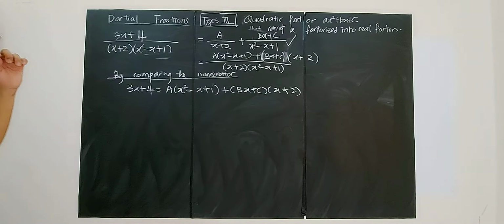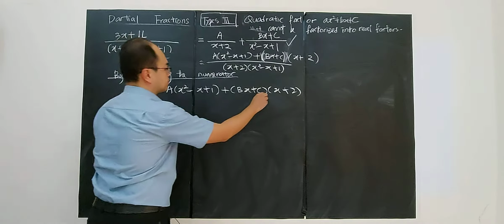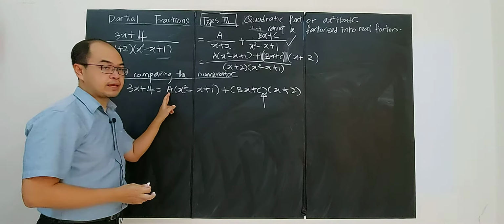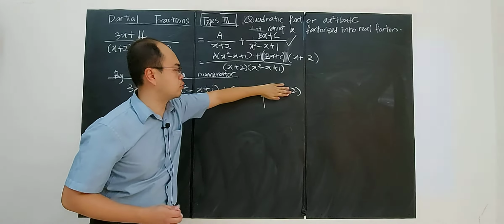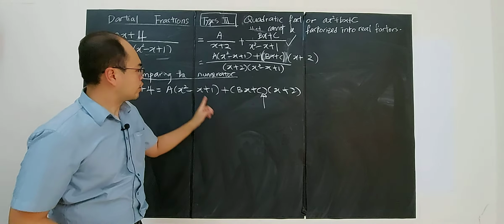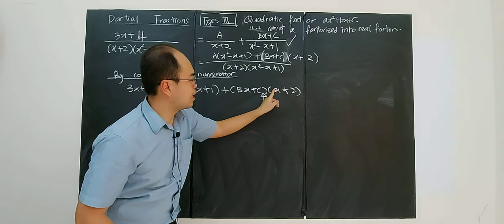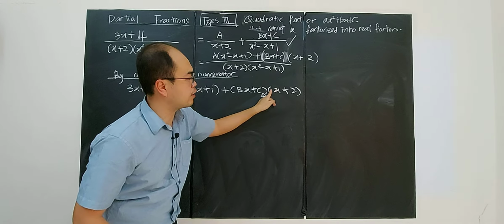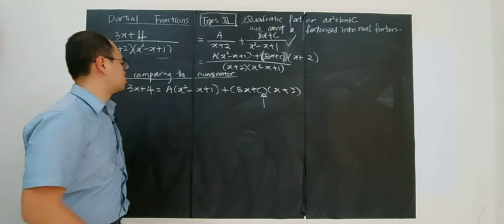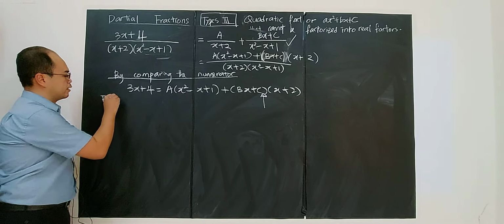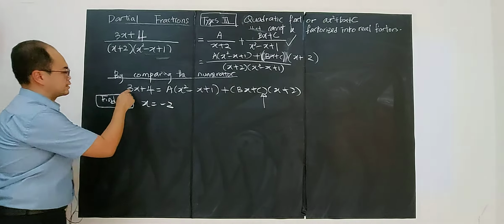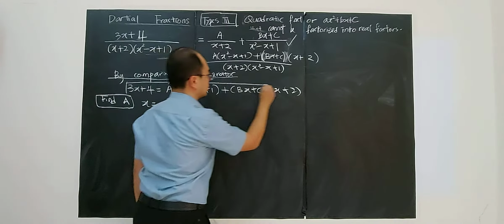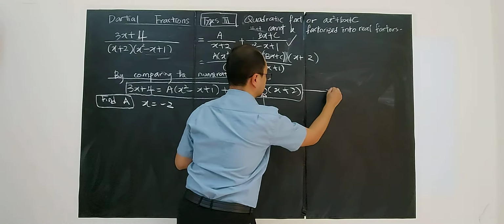You look at this equation. At first you substitute, because you can make something become zero. If you want to find a, the best is to make this x plus 2 become 0, then you can find a easily. If you put negative 2 here, negative 2 plus 2 is 0, the whole thing becomes 0. So the first thing I do is find a by substituting x equals negative 2 into this equation, which I mark with an asterisk.